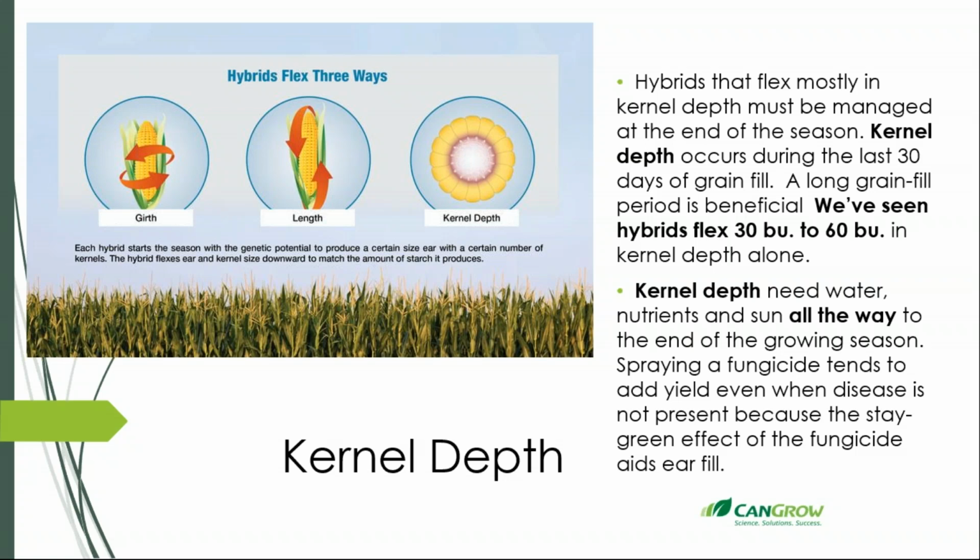Kernel depth needs water, it needs nutrients, it needs sun, it needs it all the way to the end of the growing season. We have seen, especially in the south, that spraying fungicides tends to add yield, because when disease is not present, the stay green effect actually increases ear fill and kernel depth. So this is the premise.